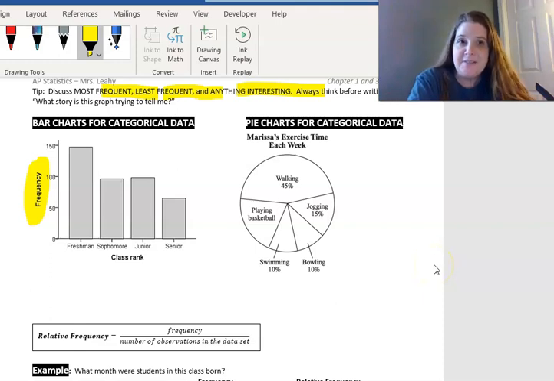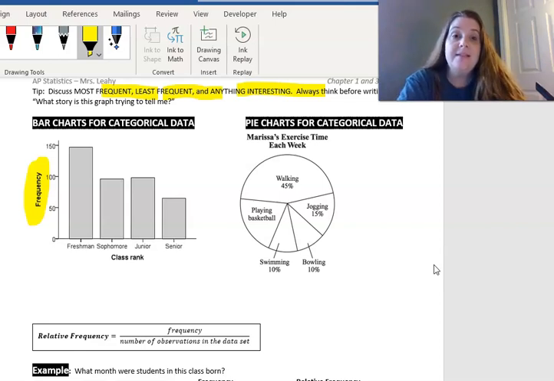Hello, AP Statistics. So let's say you find yourself in possession of a lot of categorical data and you would like to make a display so that you can get an idea of what it looks like.